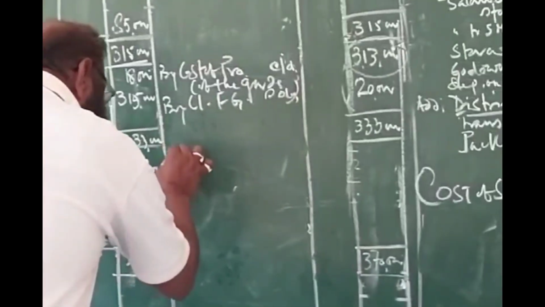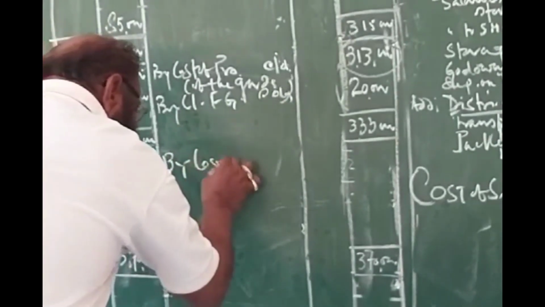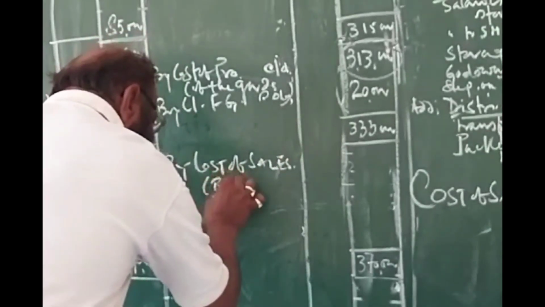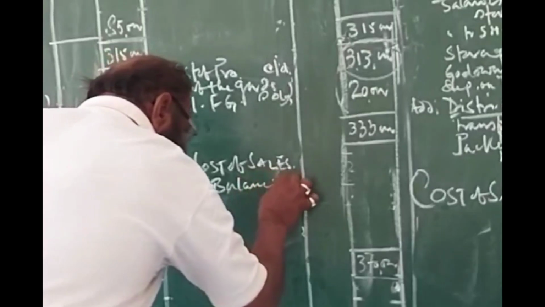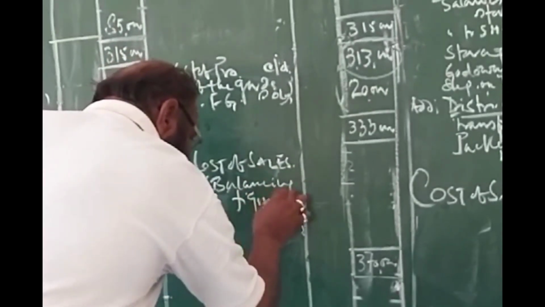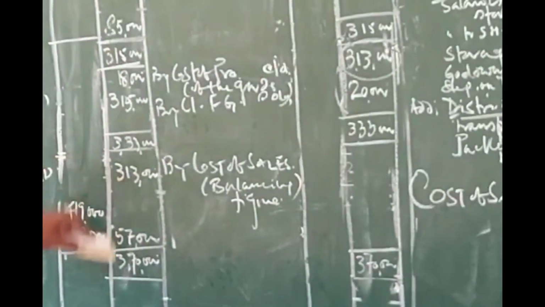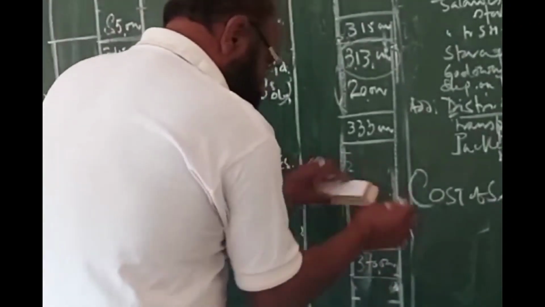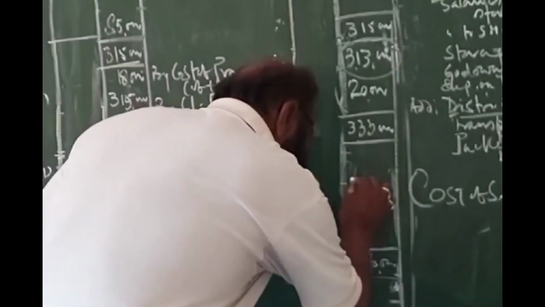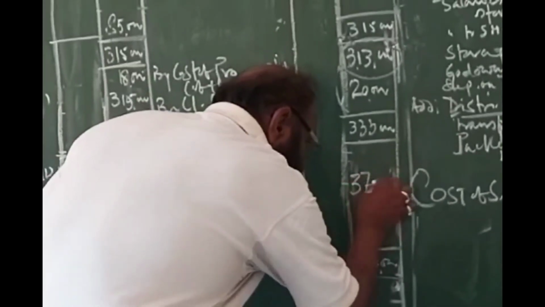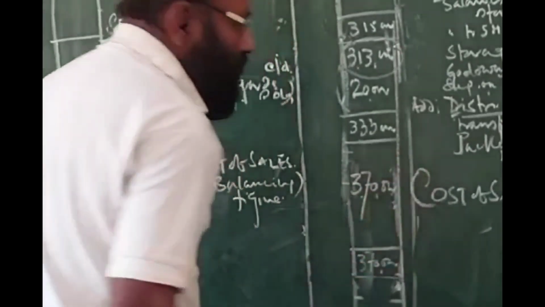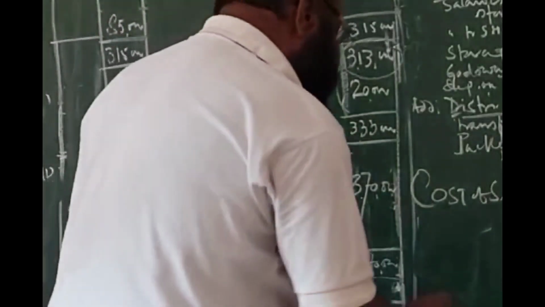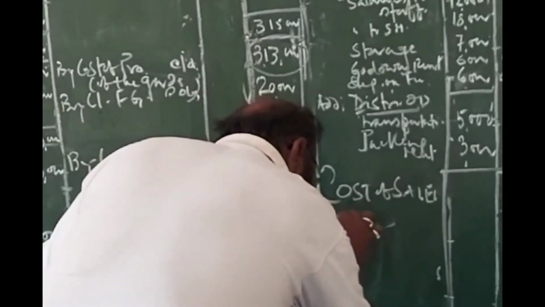It is by cost of sales. It is a balancing figure. It is a balancing figure because these two have been added, and in order to make both sides equal, we are getting this value, 3,70,000. That is the cost of sales of the organization. Okay. Now to this you can add the profit element.